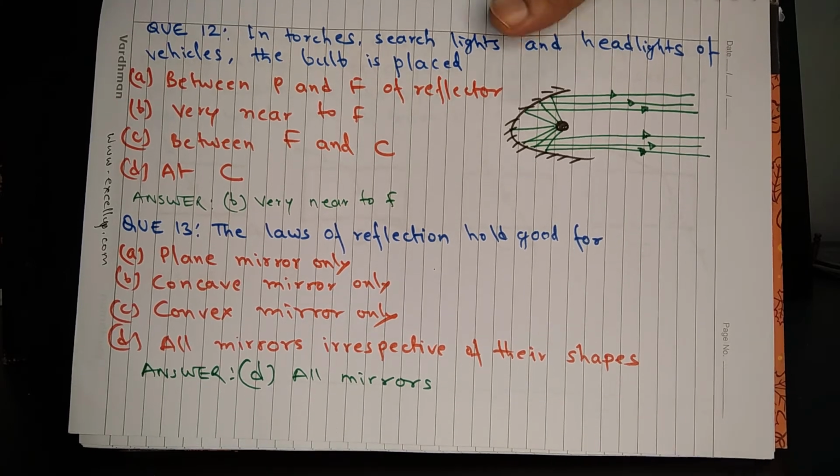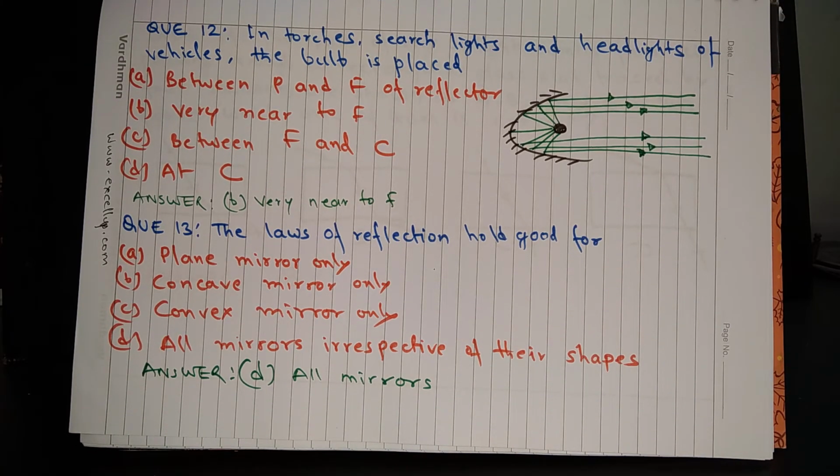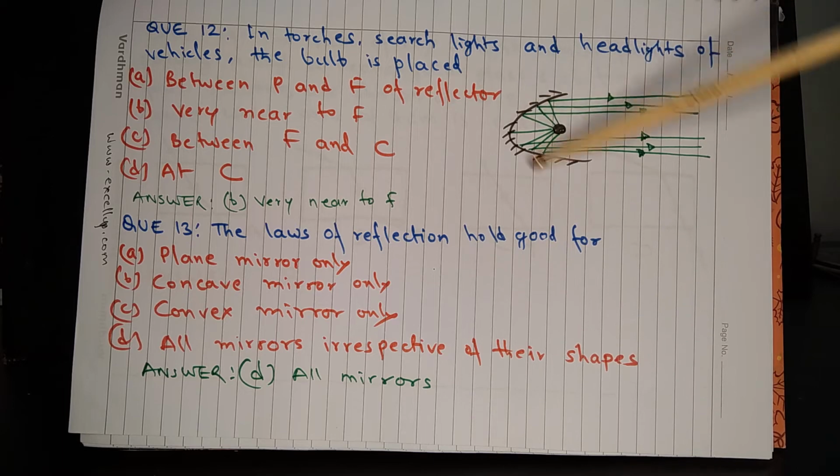Question 12. In torches, searchlights and headlights of vehicles, the bulb is placed A, between P and F of a reflector, B, very near to F, C, between F and C, and D, at C. The answer is very near to F. This question is similar to question 1, where you get a parallel beam of light by putting the source of light at the focus of the mirror.